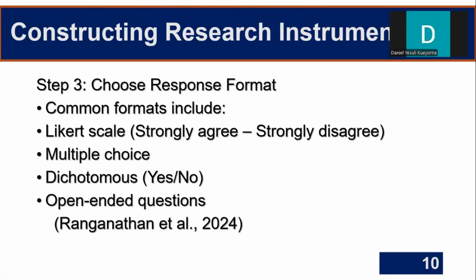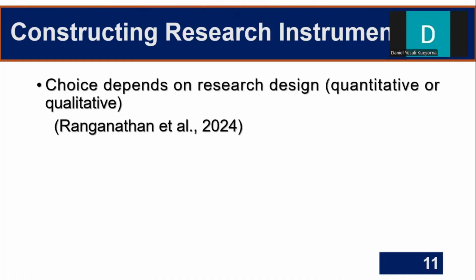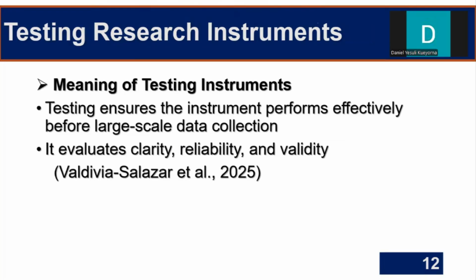Then step 3 is to choose the response format. A common format is the Likert scale. That is where the questionnaire has strongly agree, disagree, in that order. And then we have multiple choice. That is where you have A, B, C and people tick their choice. And then dichotomous, that is where you have the yes and no questions, and then we have open-ended questions. In this case, I will hand over to a colleague to continue from here.